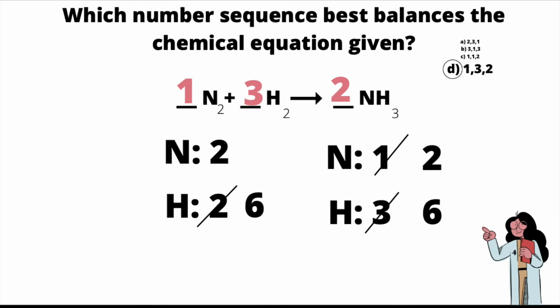Now looking at both sides of the equation, we can see that we have balanced out the amount of atoms. Nitrogen is balanced out with 2 on both sides, and hydrogen is also balanced out with 6 on both sides. So the coefficients of 1, 3, and 2 worked perfectly here.